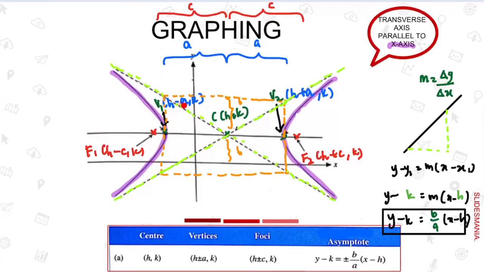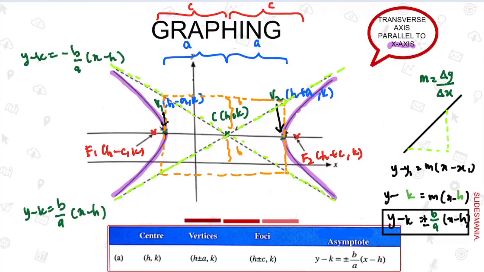How about the equation of the negative slope? This is very simple. You just add a minus sign in front of your slope here. Therefore, the general formula is y minus k equals plus or minus b over a times (x minus h). So let me rewrite again. For the positive slope, the equation is y minus k equals b over a times (x minus h). For the negative slope of the asymptote, it is y minus k equals minus b over a, in brackets, (x minus h).